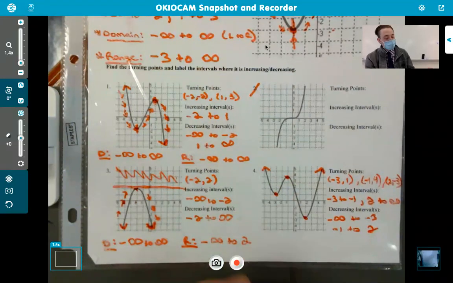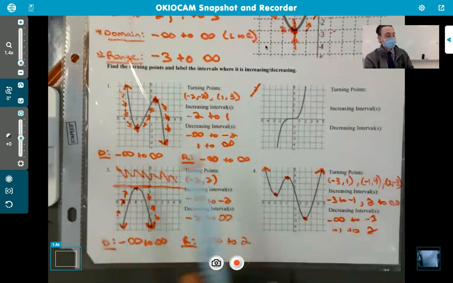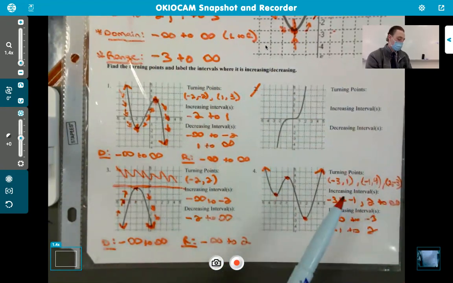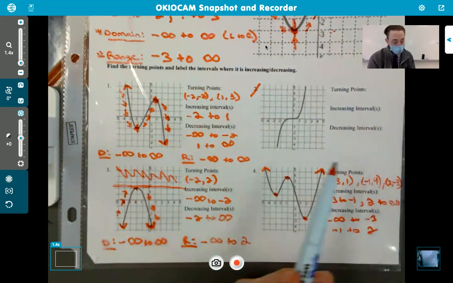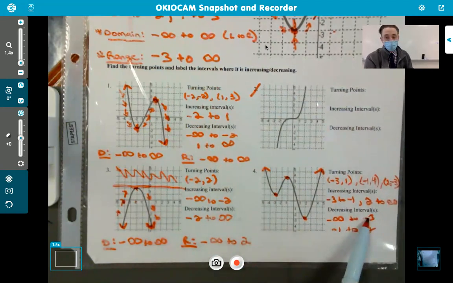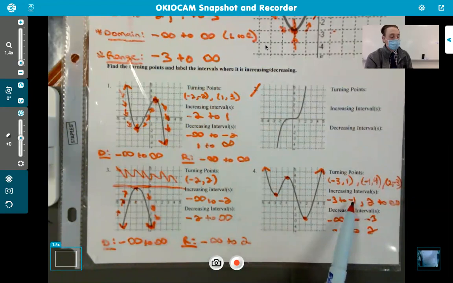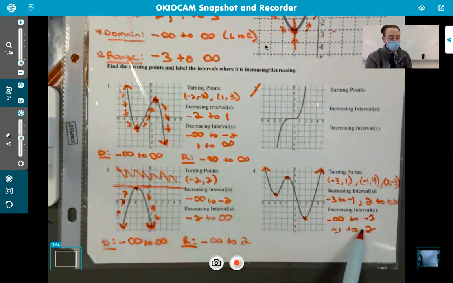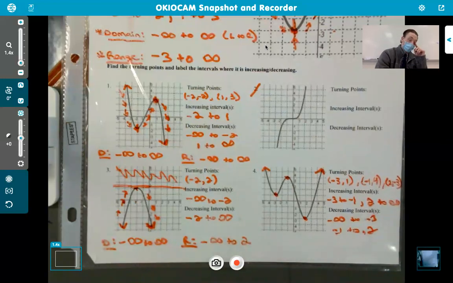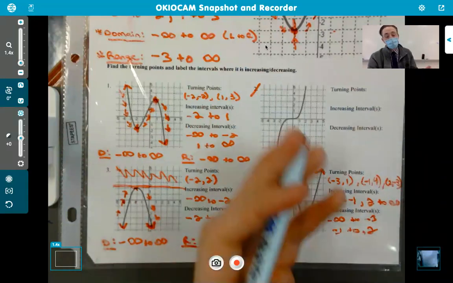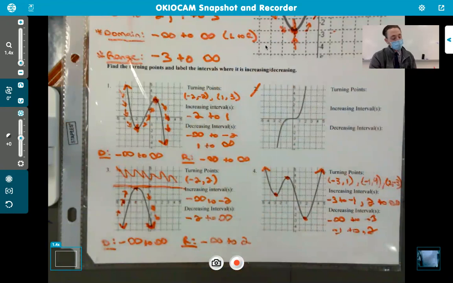And that's it. One thing that we want to notice, especially when we have multiple intervals, is that your turning points and your increasing and decreasing intervals have some overlap. Negative infinity to -3. Then I go -3 to -1. So my next interval of decreasing should start with -1, -1 to 2. My next interval of increasing should start with 2, 2 to infinity. So you see that there's a sequence or an overlap between your increasing and decreasing and your turning points. And that should make sense because that's the nature of what a turning point is.